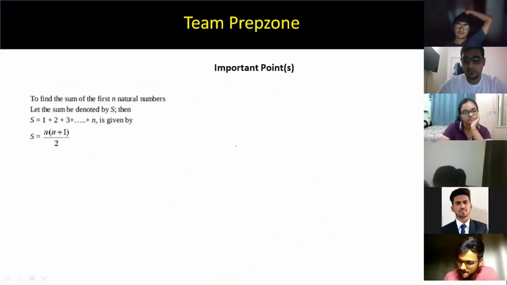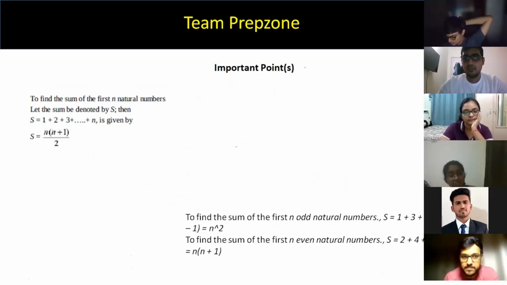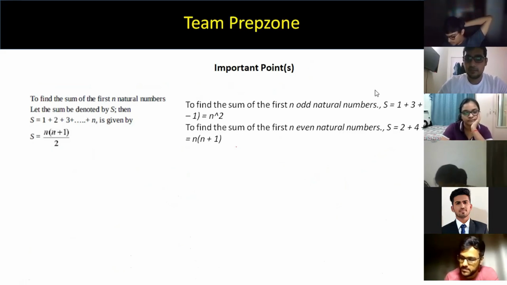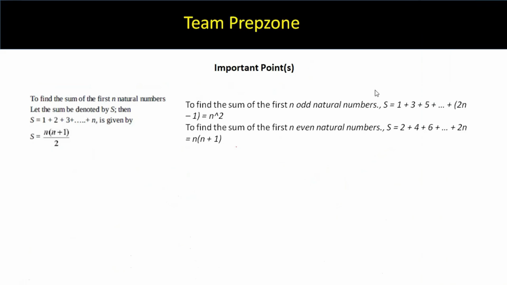The sum of n terms is n into n plus 1 by 2, and the sum of the first n odd natural numbers is n square. How do we do this? 1 plus 3 plus 5 till 2n minus 1. So it is n into a plus l by 2. 1 plus 2n minus 1, this is 2n by 2, so it comes out to be n square. This is an important property, that the sum of the first n odd natural numbers is n square.